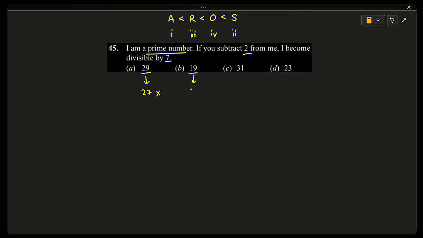Subtract 2 from this, you will get 17. Is 17 divisible by 7? No. Subtract 2 from this, you'll get 29. Is it divisible by 7? No. Subtract 2 from this, you'll get 21. Is it divisible by 7? Yes. So the option is D. So it should be a prime number, and after subtracting 2, it should be divisible by 7. Option D.